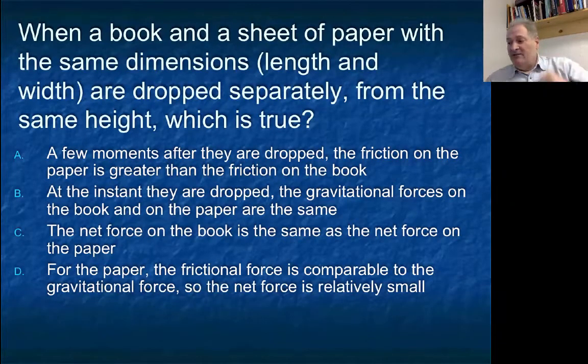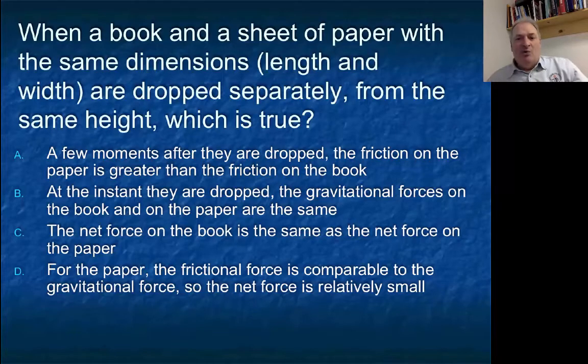So think about the paper as it falls. Oh, here's a piece of paper. As the paper is falling, there's a gravitational force down on it. And what forces are there in addition to that? Well, there's a frictional force up. And because the frictional force up is almost as great as the gravitational force down, the net force on the paper is relatively small, and so the paper doesn't fall very fast. It doesn't accelerate quickly as it drops. On the other hand, if we're dropping the book, the gravitational force down on the book is large, and the frictional force up on the book is much less than that, so there's a large net force down, and that's why the book falls more quickly.